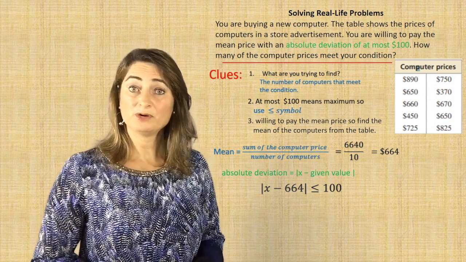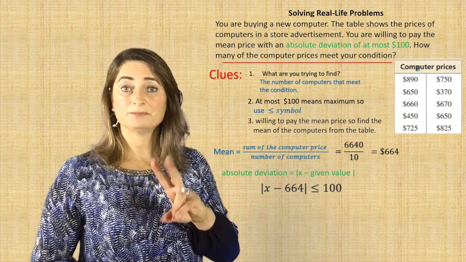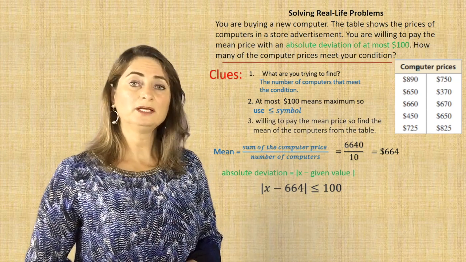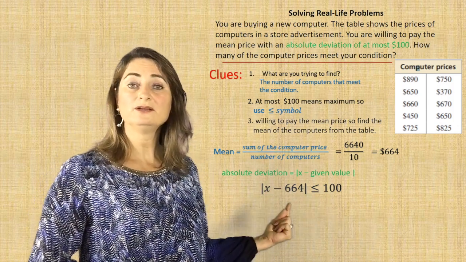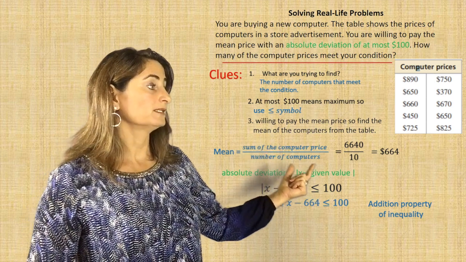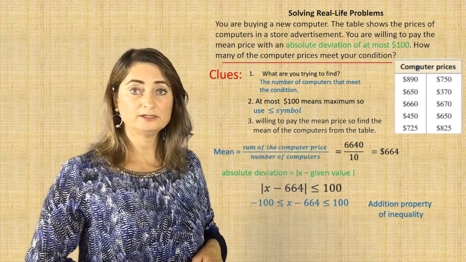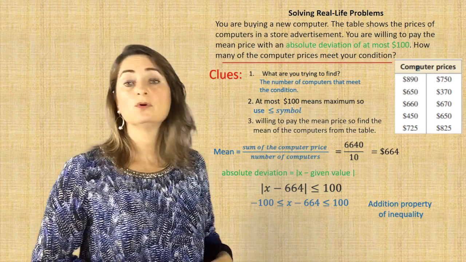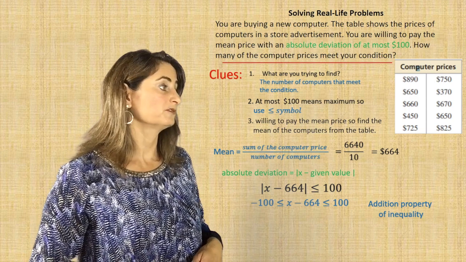So step number 1 is to isolate the absolute value, and it's already isolated. Step number 2 is to write the inequality. This time, because it's less than, that means I need to join them with the word and, or write it as one inequality. X minus 664 in the middle, greater than or equal to negative 100, and less than or equal to positive 100. Now solve by the addition property of inequality.